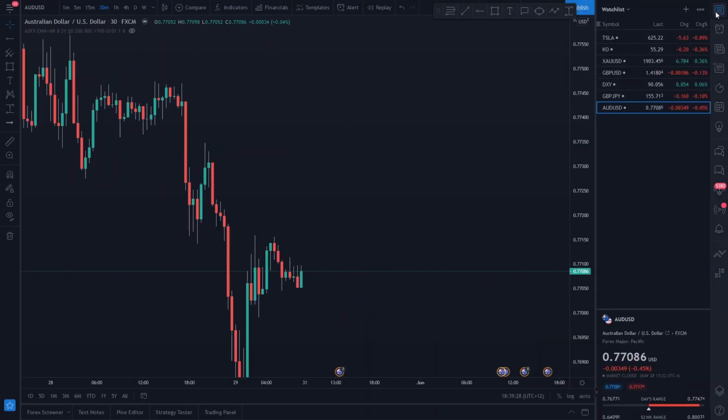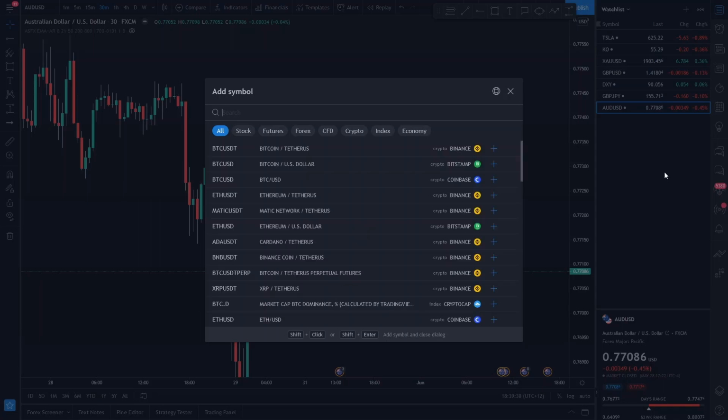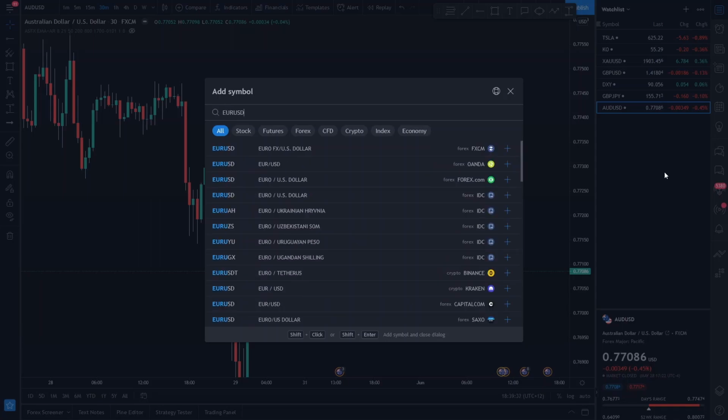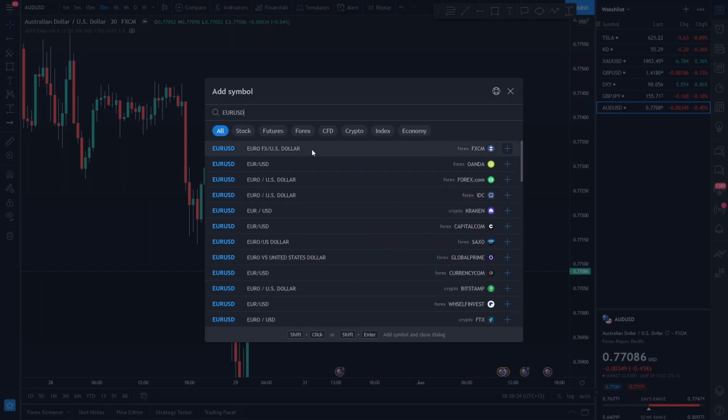Let's just pick something. Maybe since we're doing the USD, let's go Euro USD because a lot of people trade in Euro USD.